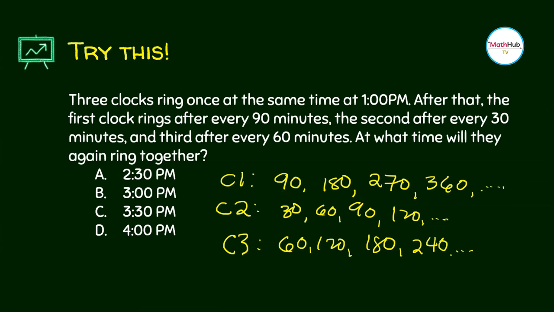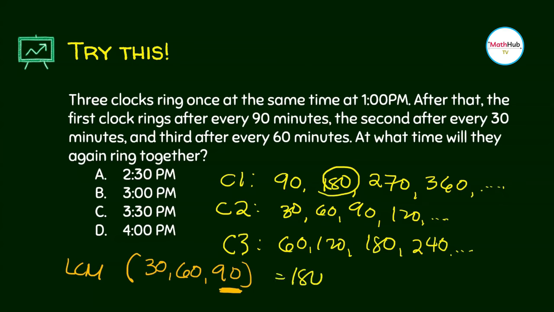Whenever you're looking for the LCM of numbers, 30, 60, and 90, what I do is I look at the biggest number, check for the multiples of that, and see whether it is divisible by the other numbers. So, for example, 90. Is 90 divisible by 30? Yes, but 90 is not divisible by 60. What about 180? Is 180 divisible by 60? Yes, it is also divisible by 30.